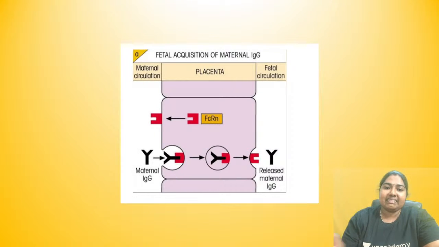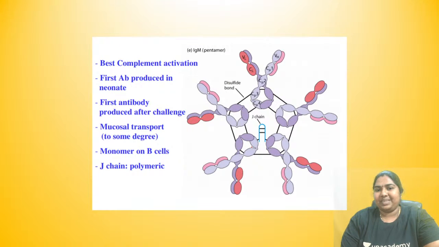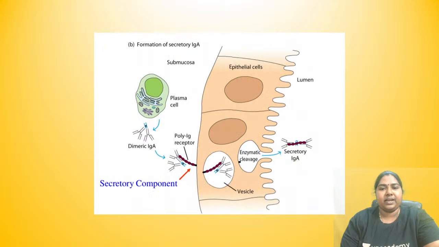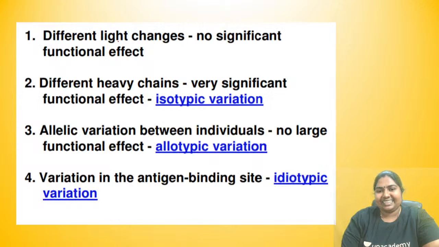And IgG alone will cross this placenta, right? So then only they will be released. And IgM is helpful in epithelial and mucosal transport. Correct. Very good, everyone. And IgA, it is secretory. Okay, IgA is secretory. Remember that. So they are the secretory component. True. IgE is in allergy.